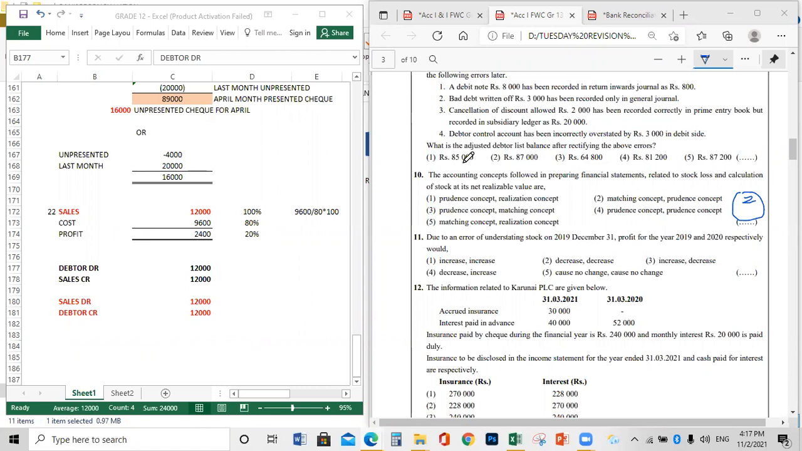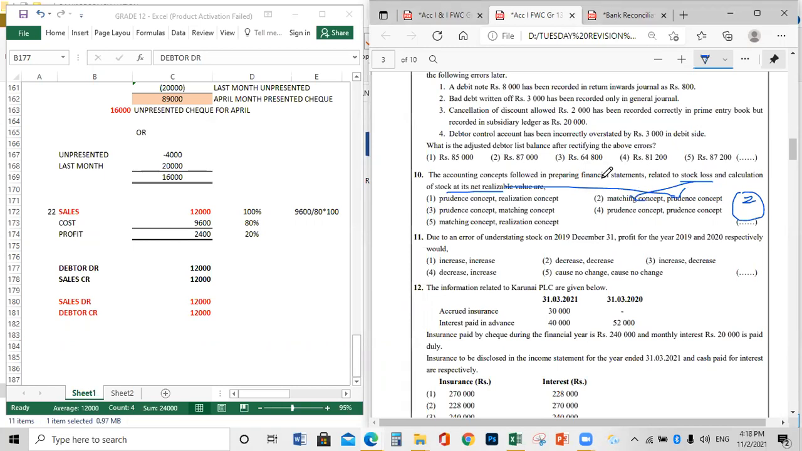NRV. You compare NRV and cost and record whichever is lower due to the Prudence Concept. Okay, Prudence Concept. And then, guys, stock loss. Now see, this NRV is the Prudence Concept. Stock loss is the matching concept.